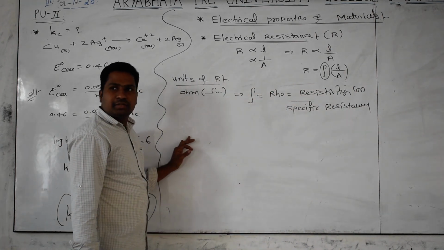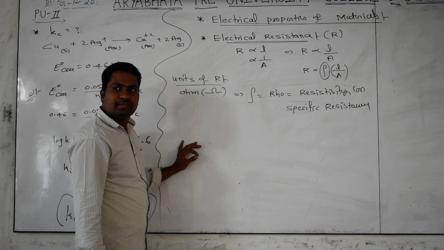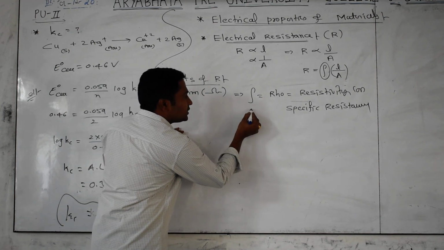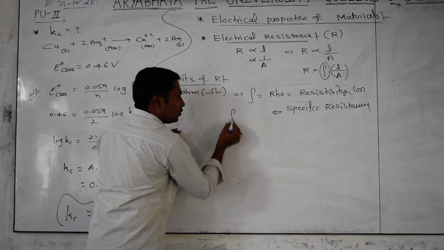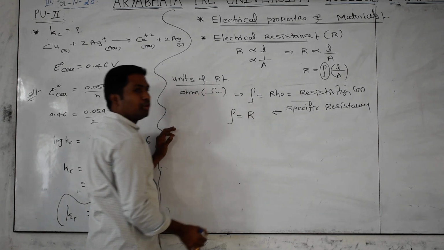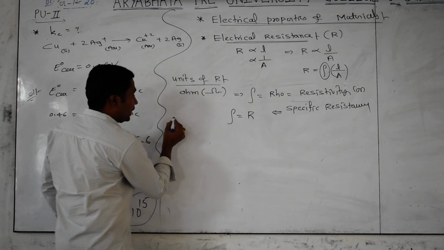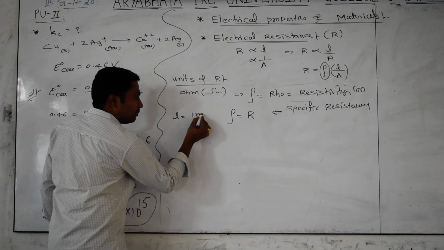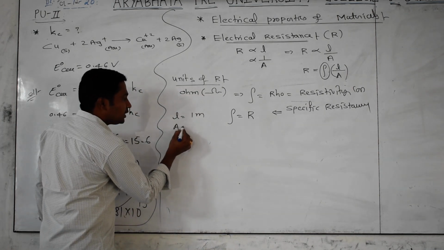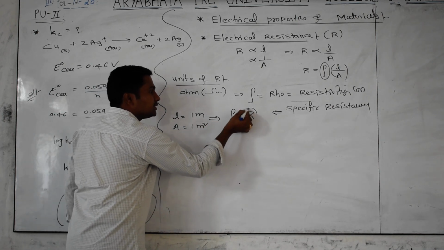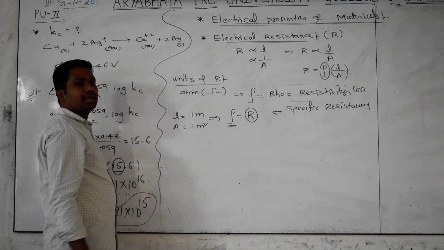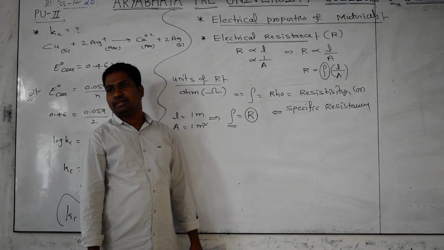Can you define the specific resistance or resistivity? The specific resistance or resistivity, rho, is the resistance of the body when the length of the body is 1 meter and the cross section area of the body is 1 meter square. Then the resistance of the body is called specific resistance or resistivity.